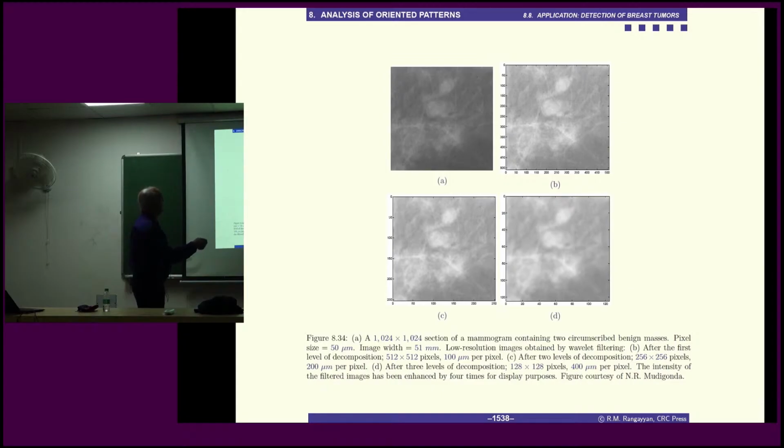So this is the original mammogram, a small part. The width is 51 millimeters. 1024 by 1024 sub-image. The full image is 4K by 4K approximately.